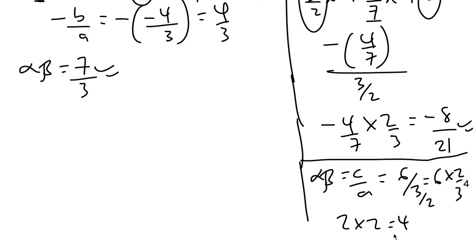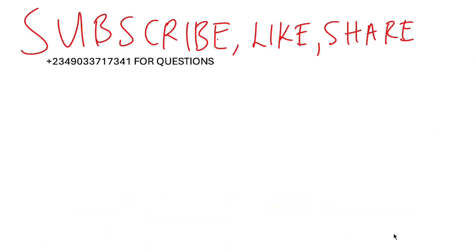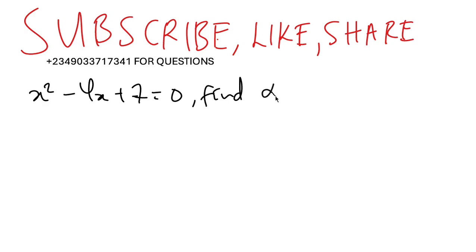So let's continue with other more compound problems associated with this that would require us to make use of alpha plus beta and alpha beta. So let's say you are given this now. You are given an equation x squared negative 4x plus 7 equal to 0, and the question says find alpha squared plus beta squared, right? So this is a question.